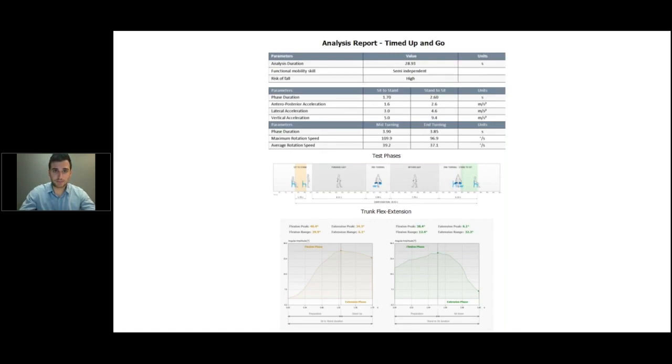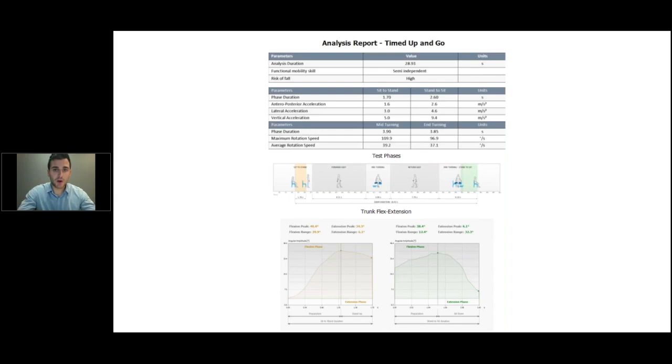As we can see, it's possible to obtain the Timed Up and Go total duration, the first line called analysis duration, and a risk of fall assessment. This index is based on cutoff scores presented in literature on the Timed Up and Go total time. A functional mobility skill is also provided, again based on cutoff scores present in literature on the total time.